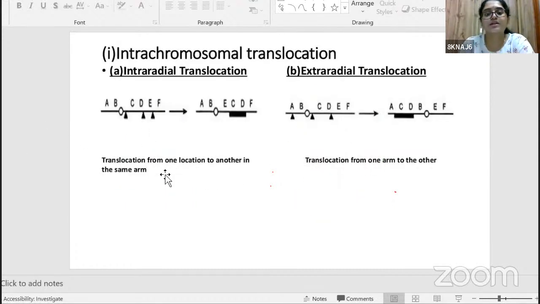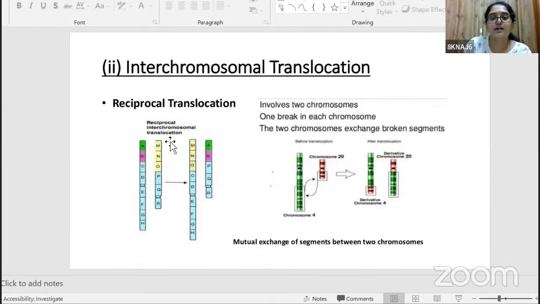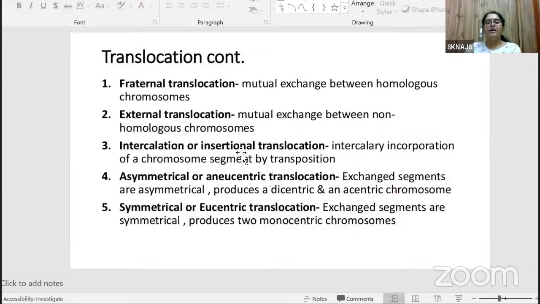Non-reciprocal and reciprocal translocation from one location to another in the same arm. Extraradial is from one arm to the other. Between the chromosomes themselves, the arms, there is breakage and exchange of the chromosomes. And then you have fraternal, external translocation, intercalation or insertional translocation, asymmetrical or eniocentric translocation, and symmetrical or eucentric translocation.